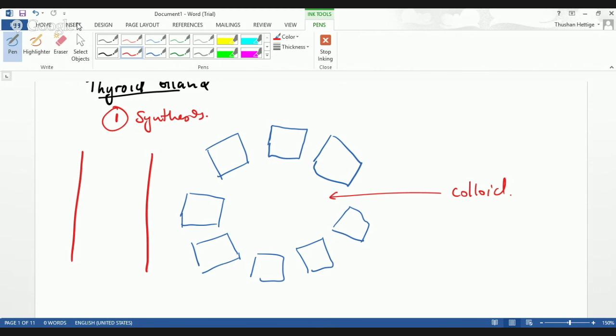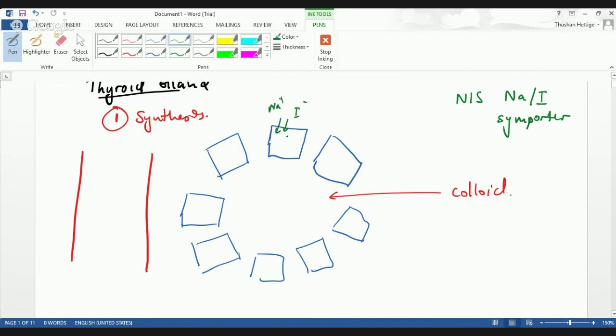Iodine, good. So the first question is, how does the thyroid gland sequester iodine into its cells? Because it has to extract all the iodine from the blood by means of some sort of active transport mechanism. What it does is use this interesting little channel called the NIS, which is simply a sodium iodide symporter.